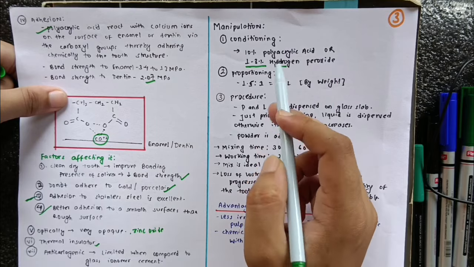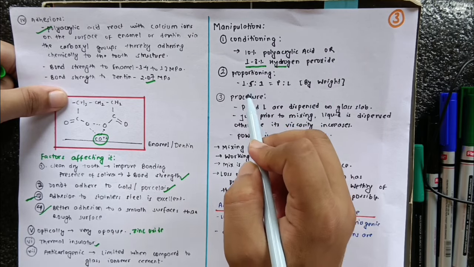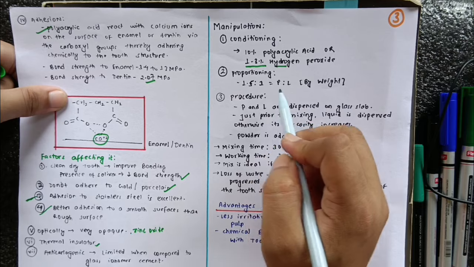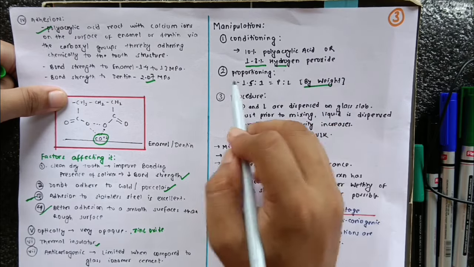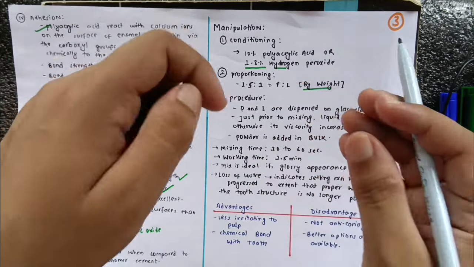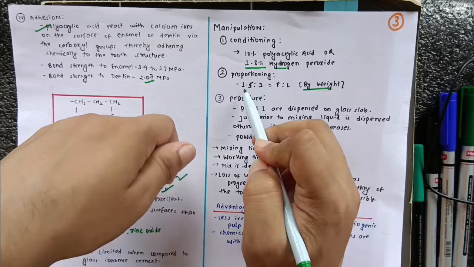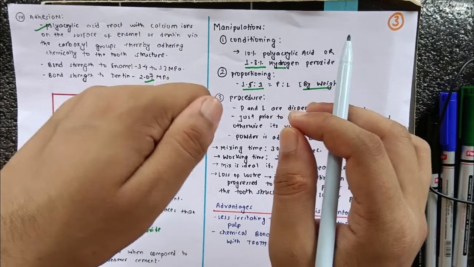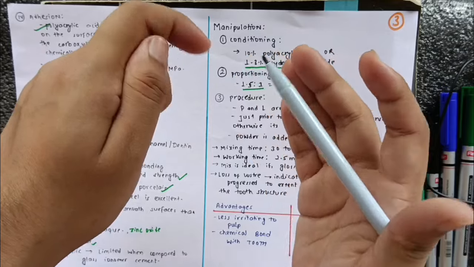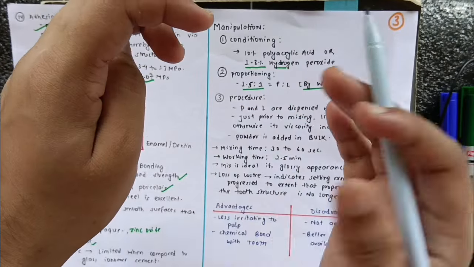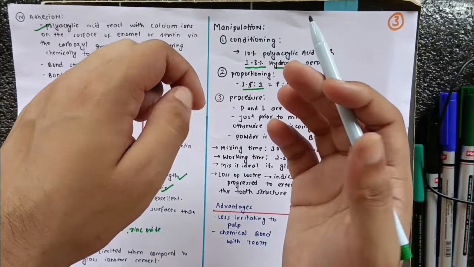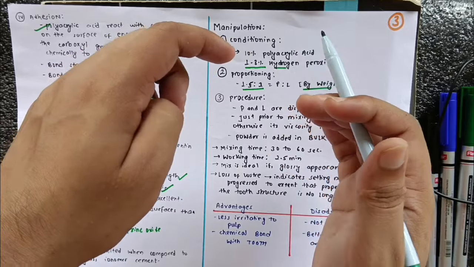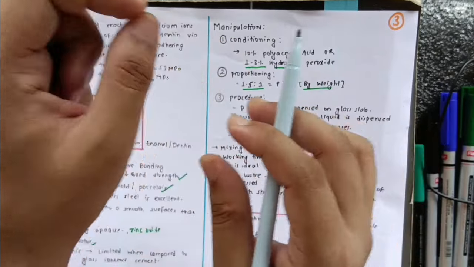After that, in the proportioning section, the powder to liquid ratio by weight is 1.5 to 1. This is the general proportion, but during manipulation we should take the proportion given by the manufacturer. According to the manufacturer's instructions, we take that amount of powder and liquid.